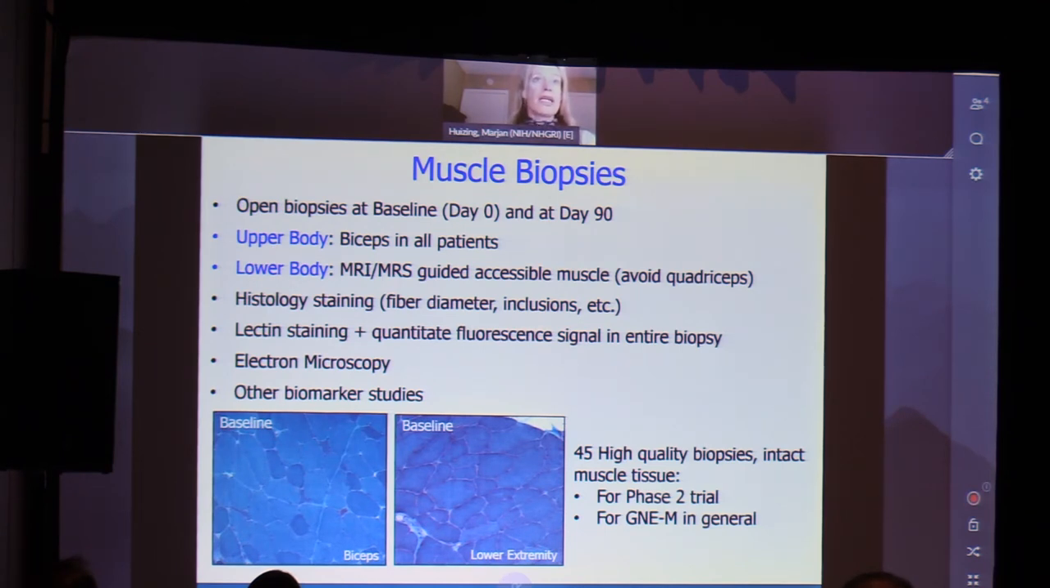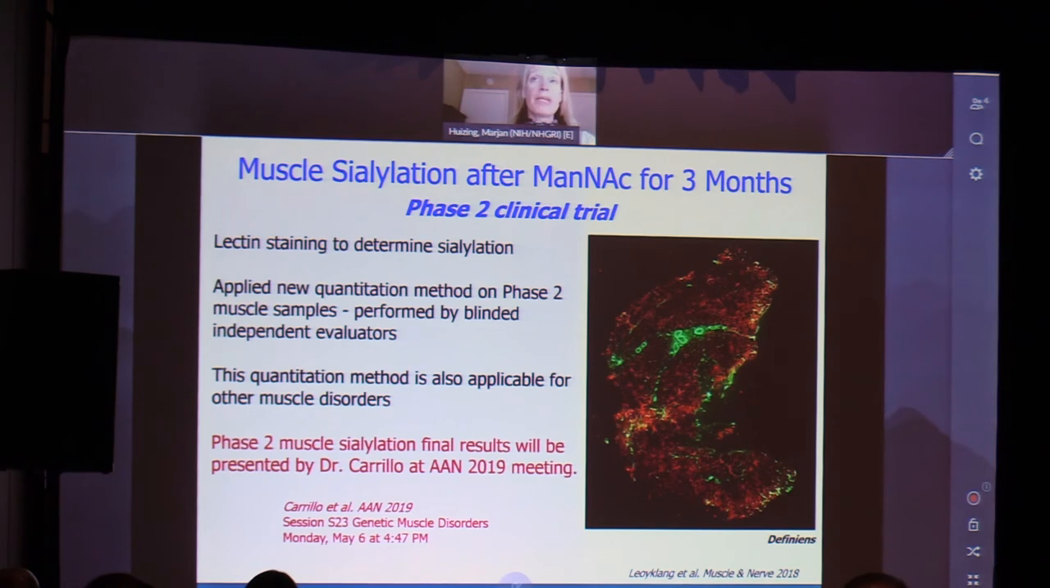So histology staining was done and lectin staining and quantitation of the fluorescent signal was performed. EM was performed and other biomarker studies are being pursued. A little bit about the muscle sialylation. We developed together with the company a new lectin staining and quantitation method using the phase 2 muscle samples, and this method is completely performed by blinded investigators and independent evaluators. And this method is now also applicable for other muscle disorders for lectin and antibody staining.